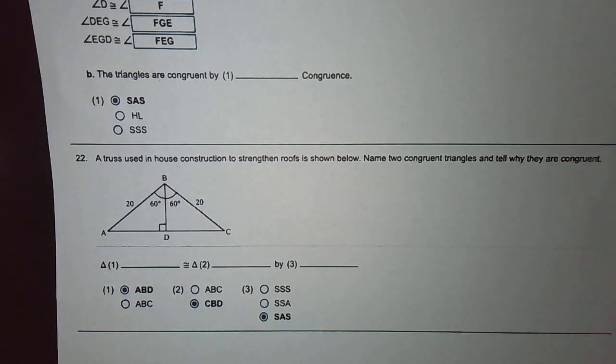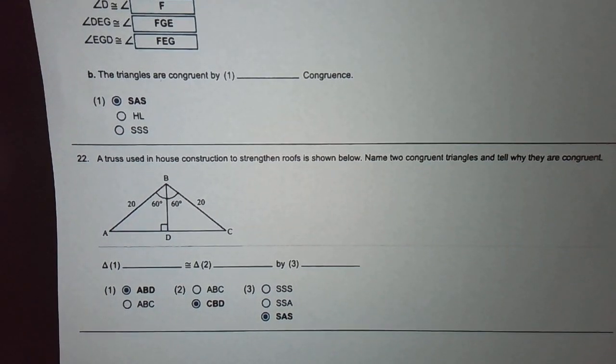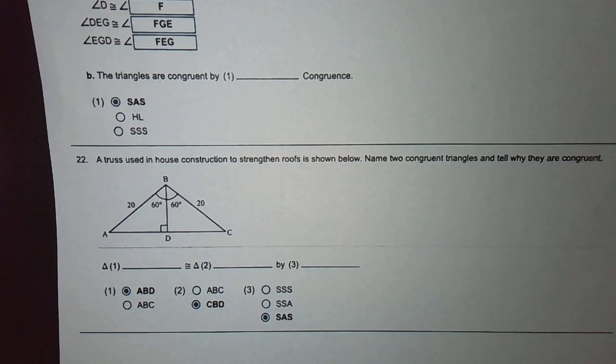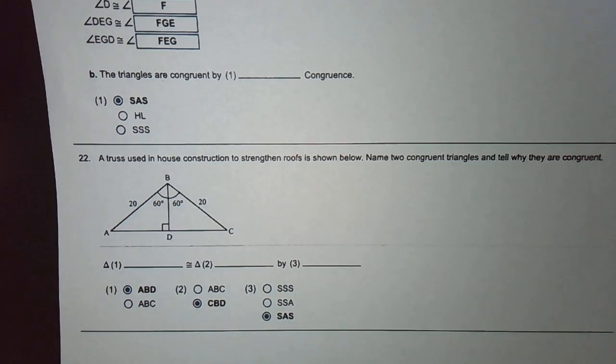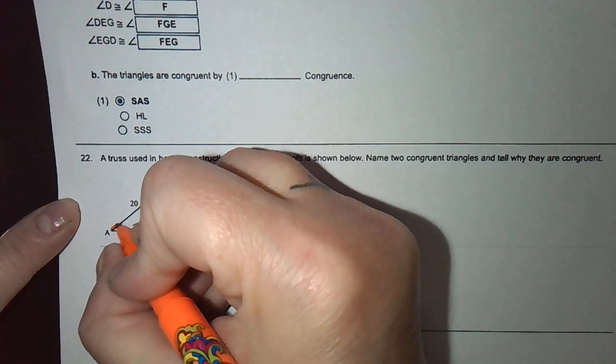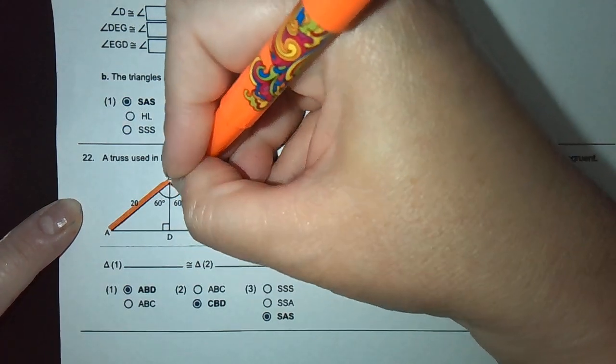All right, let's look at the next one. Number 22. It says a truss used in house construction to strengthen roofs is shown below. Name two congruent triangles and tell why they are congruent. Okay. So, one reason that these two triangles are congruent is because they have a same side.